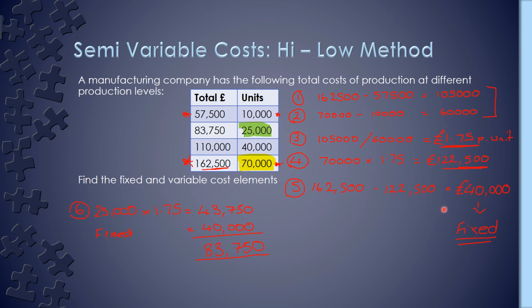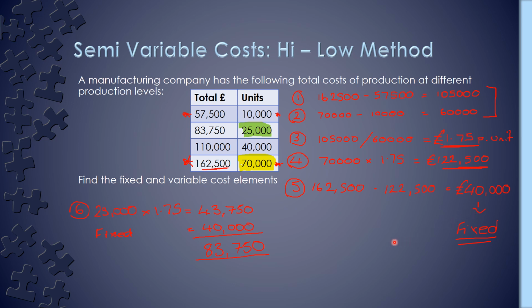So when you're tackling these questions, just remember, take it step by step. Work out your difference in your total costs first, then work out your difference in your units, in your highest and lowest units. Once you've got those two figures, you can then work out your variable cost per unit. Choose whether you're going to use your highest or your lowest output. Doesn't matter which, but make sure it's either the highest or the lowest. Then you can calculate what the variable element is of that level of production. And then once you've got that variable element, you can take that away from the total cost to find that additional fixed element.